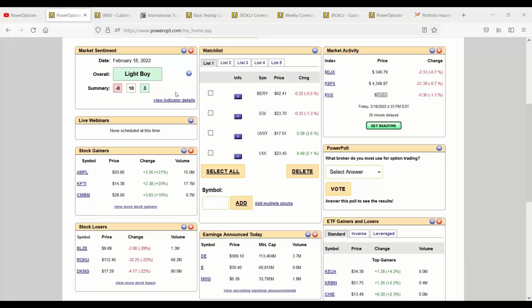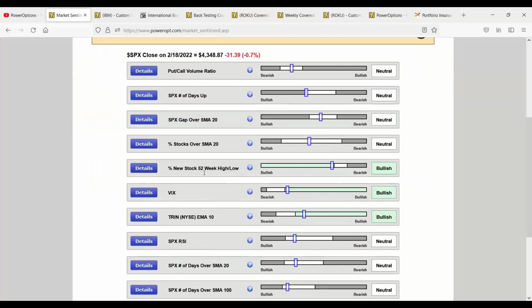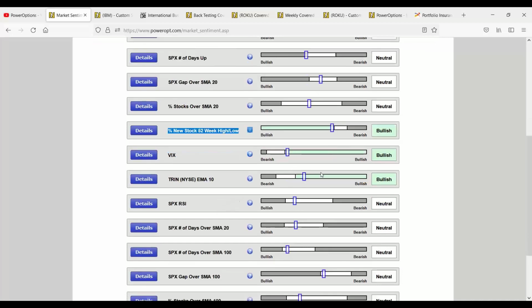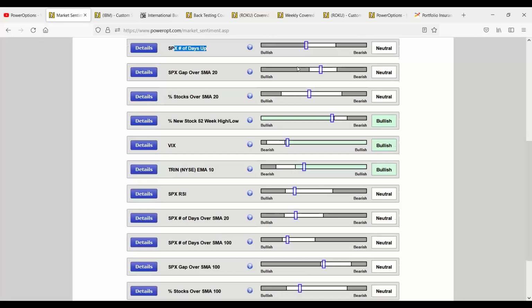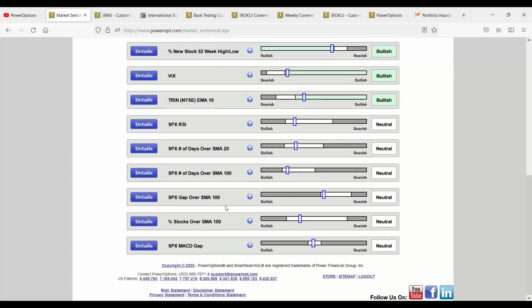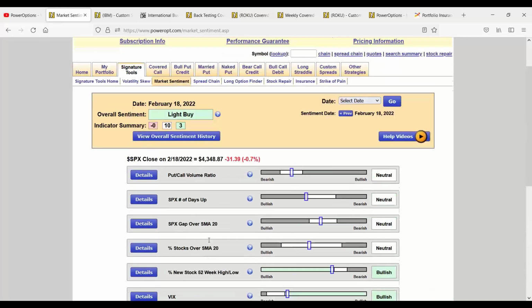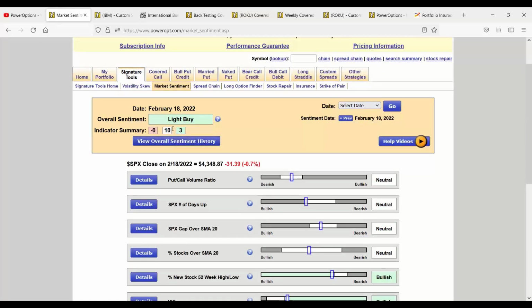And yeah, Sal says, interesting, the sentiment's now at a light buy, very, very light buy. What went bullish? New 52, new percentage of stock sigma, new 52-week high-low ratio, excuse me. That dropped into bullish. VIX, I think it's been there for a while. The trend did too. SPX number of days up is about to trigger into bullish. And what's next? Next closest one is the SPX gap over the SMA 100 and the MACD gap as well. So we've been pulling down there a little bit. And yeah, went into a light buy mode. So it's seen a couple days down, and those three indicators went into the bullish range at this point.